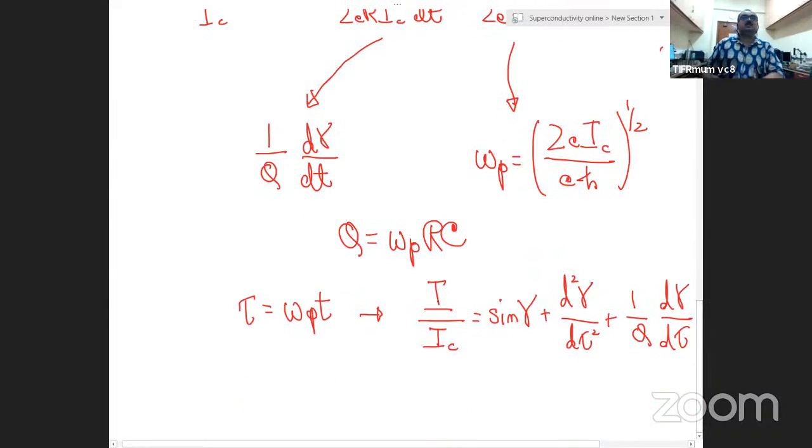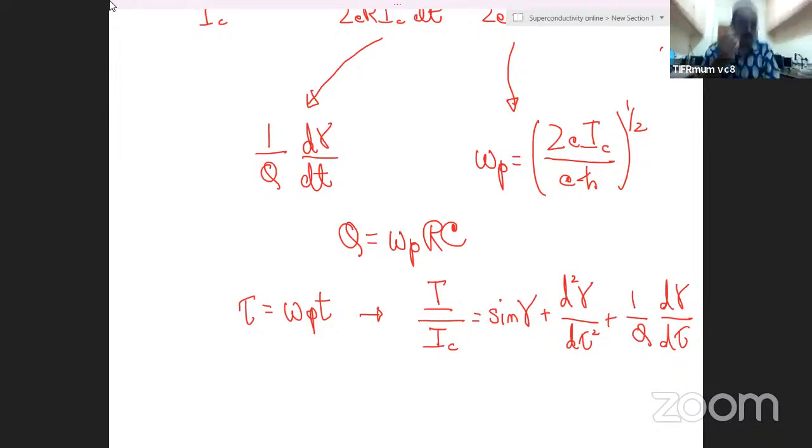Okay, this is the Josephson junction equation based on the generalized type. But now let us go back and see what's the solution of this equation, because that's from where the fun starts.